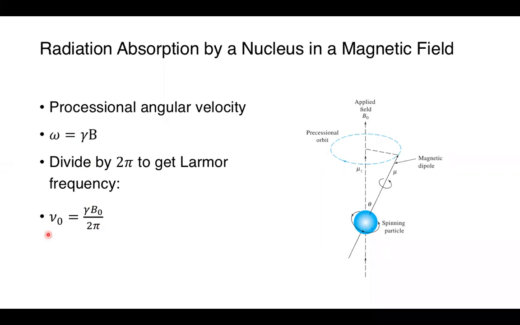This is the classical depiction of what's happening to the nucleus in a magnetic field. For as long as a particle is spinning in a magnetic field, it can have a precessional angular velocity depicted like this, and it can also have a Larmor frequency, which is described like this. So that's the classical picture.